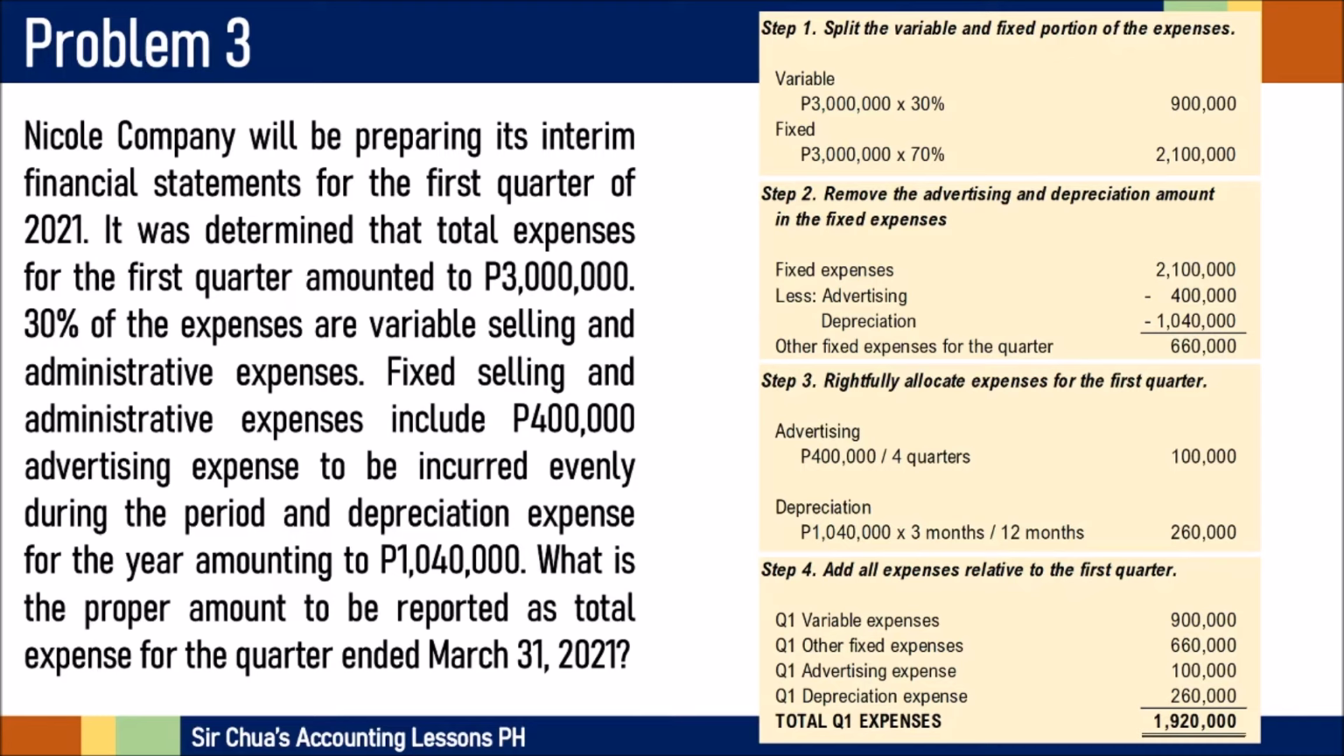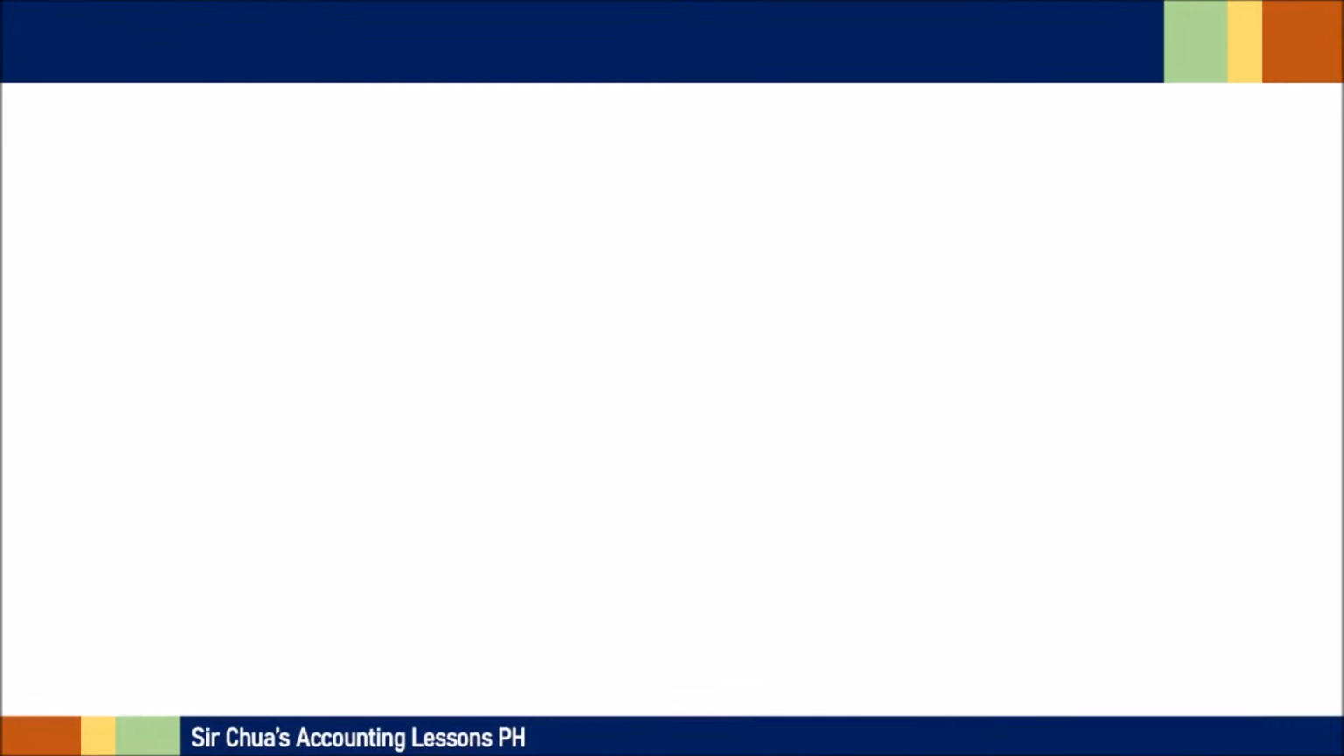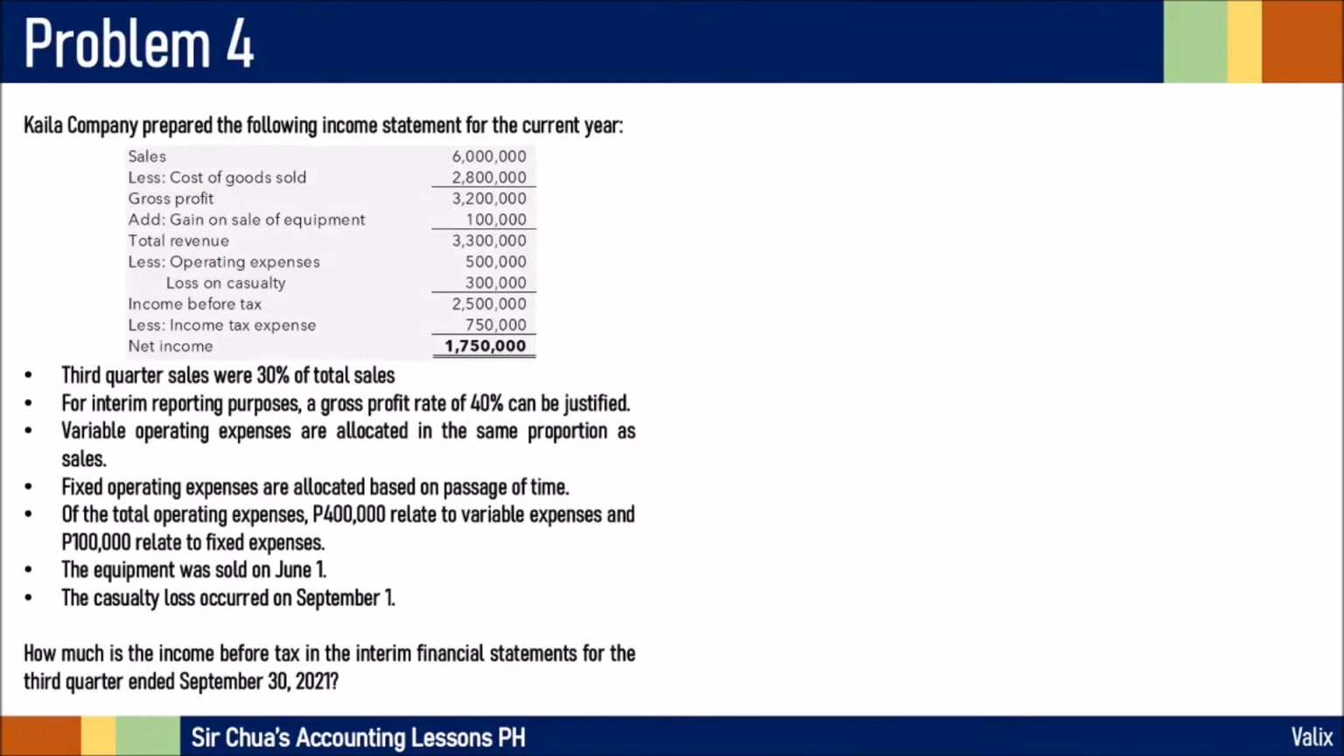And let's proceed with problem number 4. Isla Company prepared the following income statement for the current year. Okay, so yearly po siya na income statement. Binigyan po tayo ng information na ganito. Third quarter sales is 30% of total sales.